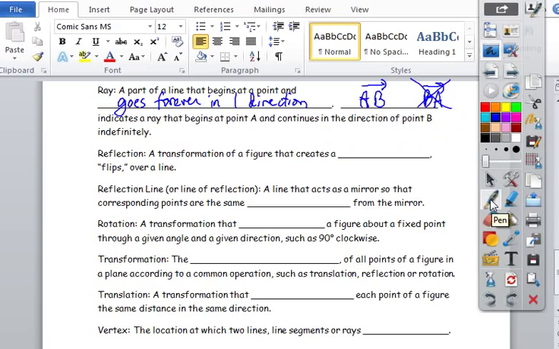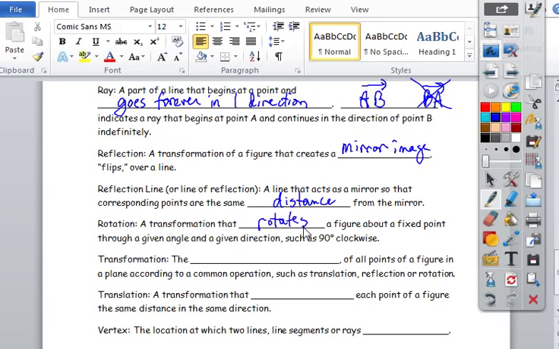Reflection: transformation of a figure that creates a mirror image or flips over a line. A reflection line, or a line of reflection, is a line that acts as a mirror so that the corresponding parts are the same distance. Rotation, obviously, is the transformation that rotates a figure about a fixed point through a given angle and a given direction, such as 90 degrees clockwise. We'll get into all that in a little while.